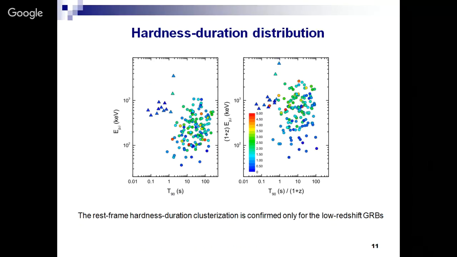The hardness duration distribution is presented in this slide, and the triangles are the type 1 bursts, and circles are the type 2 bursts. In the left panel, they are in the observer frame, so we can see the clusterization of the type 1 bursts and the type 2 bursts, and the color denotes the redshift. This is the redshift scale. And in the right panel, they are in the rest frame. So the clusterization is not so obvious, or we can say that it is prominent for low redshift gamma ray bursts. For low redshift gamma ray bursts, that is for blue points and triangles, we still can see the clusterization in the rest frame.